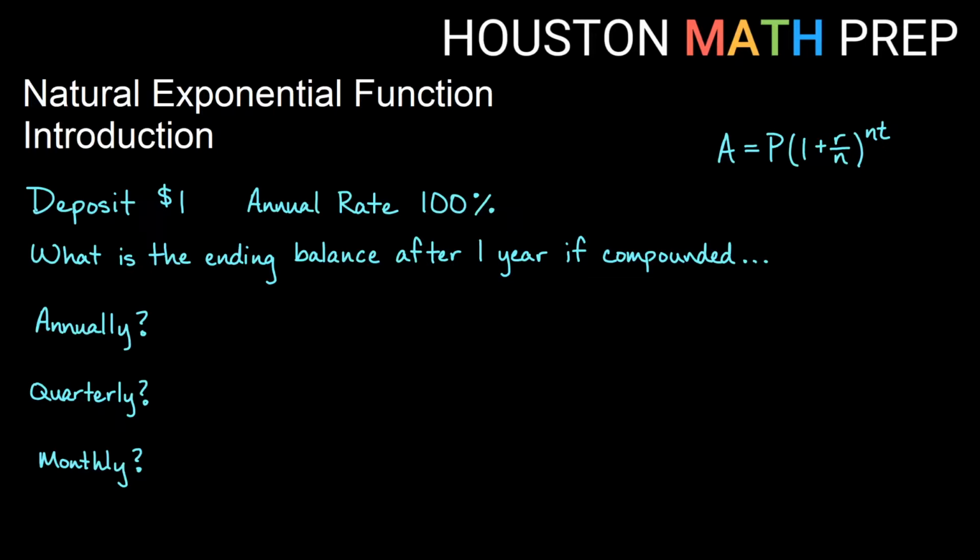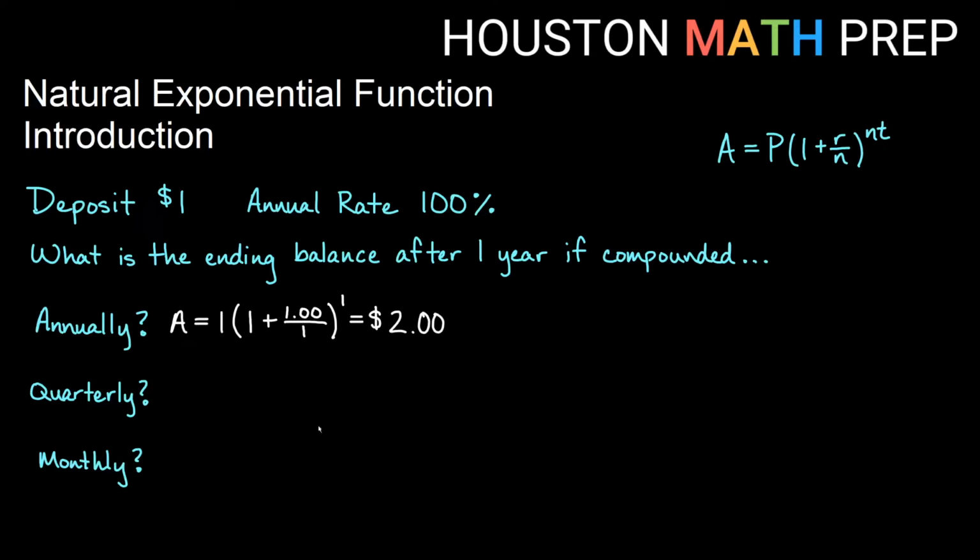Well, if we compound annually, then that means we are compounding once per year. So our n is going to be 1 in the formula, and this is our 100% as a decimal. So if I plug in this information and I compound annually, then I get this formula, and after 1 year, I get an amount of exactly $2.